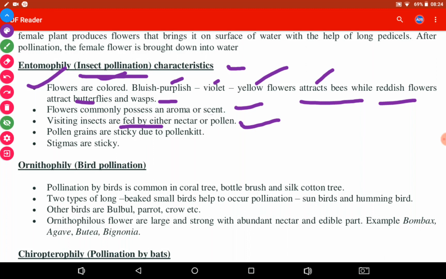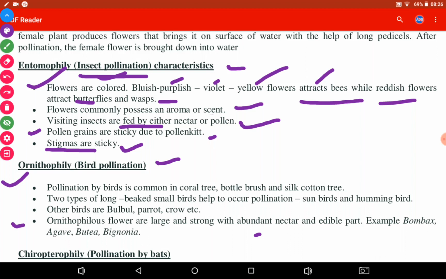So at the time of taking this up, the pollen grains will be attached to their appendages and wings, and they can be carried by these insects from one flower to another flower. Pollen grains are sticky. They should be sticky, because whenever they stick on the wings and appendages of the insects, they can easily be carried from one place to another. And stigmas are also sticky. This is the receiving organ of the flower. It should also be sticky, so that it can easily hold the pollen grains.